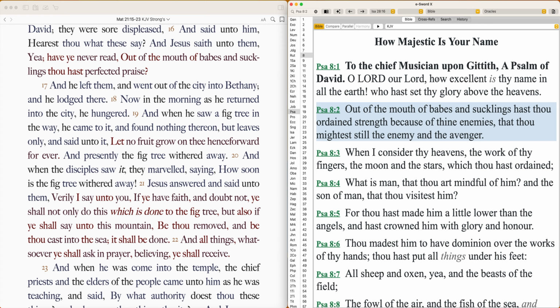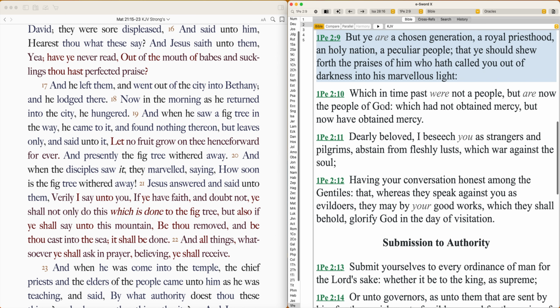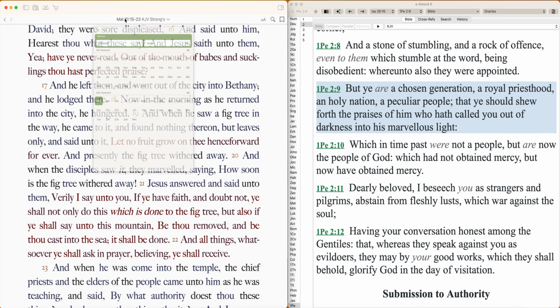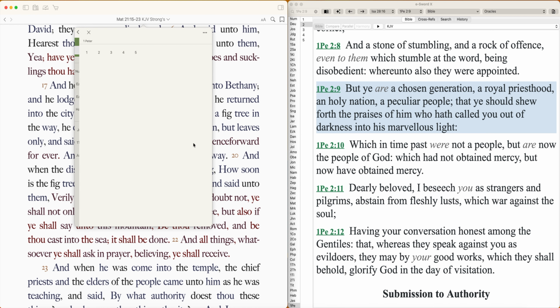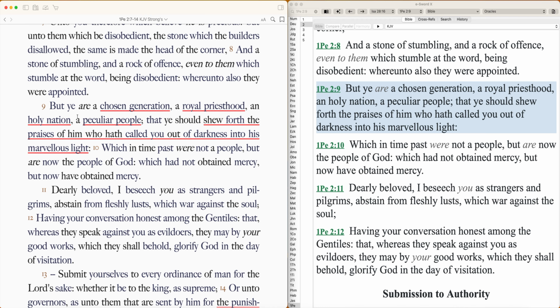I'll show you another one real quick. This is something Peter said in his writing. He talked about a royal priesthood. So you have First Peter chapter 2 verse 9: "But you are a chosen generation, a royal priesthood, a holy nation." Let me put that verse over here on the left so you can see the New Testament quotation. Okay, so that's right here.